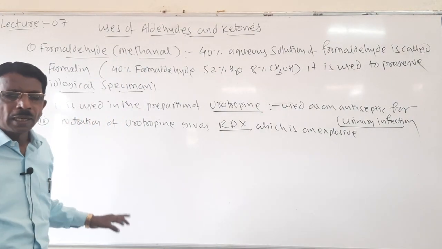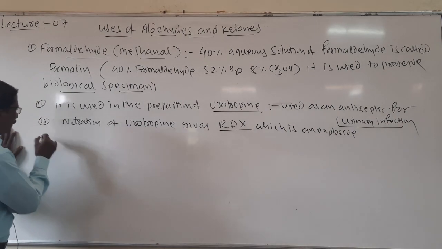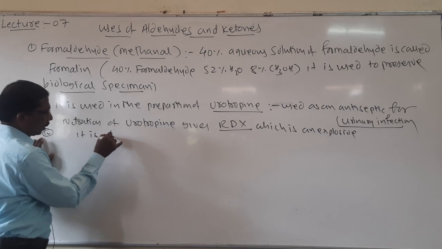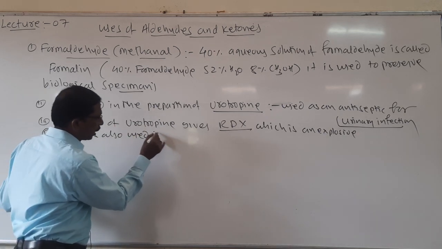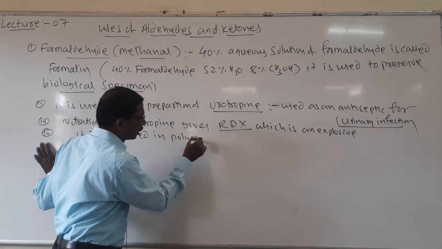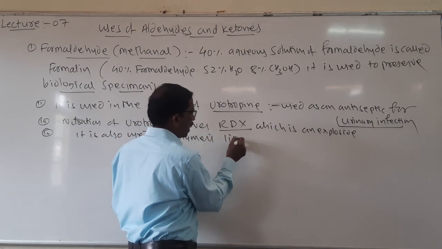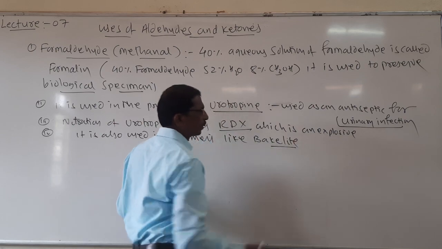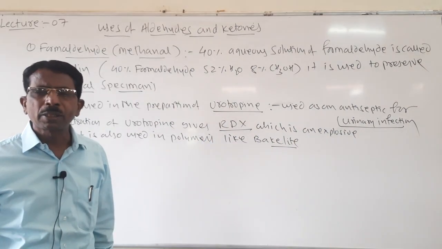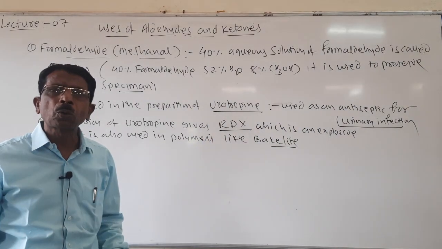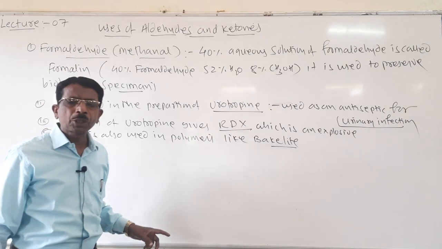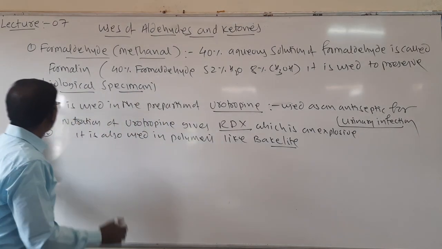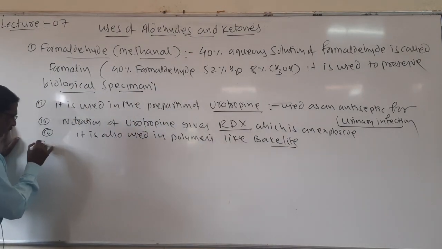So students, it is also used in polymers like bakelite. Bakelite is used in the handle of a pressure cooker, and in resins and other products. And then what are the uses of acetaldehyde?